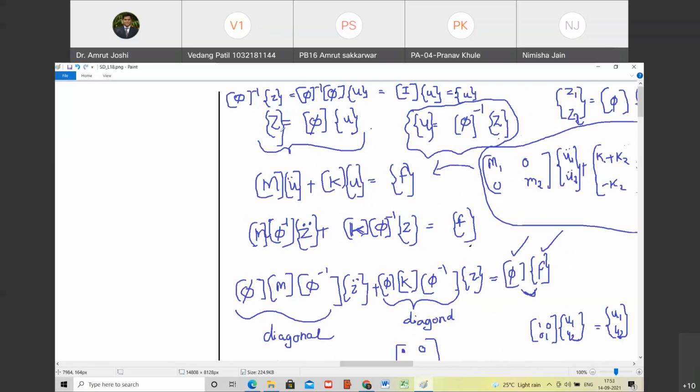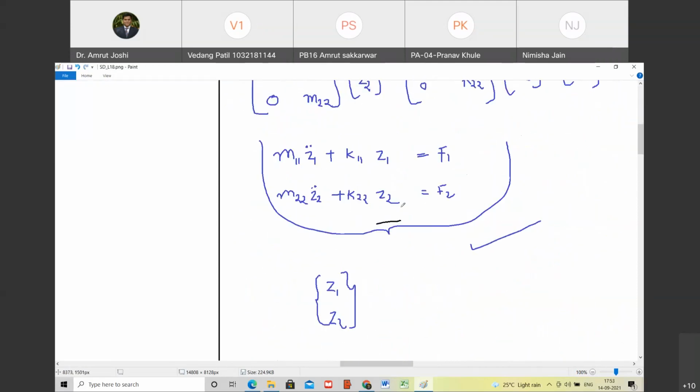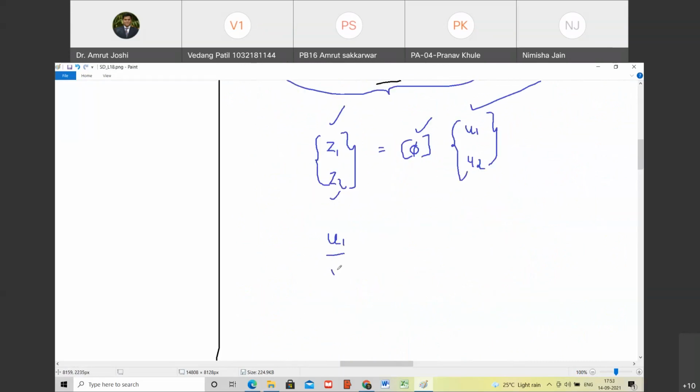Yes, sir. But what is the relationship between z and u? z1 z2 is equal to phi times u1 u2. Happy? Yes. The moment I get z1 and z2, I already know phi. Can't I get u1 and u2? u1 u2 will now be equal to phi inverse, which is known, into z1 z2, which is known. Do you agree with me? Yes. So I have solved the problem.